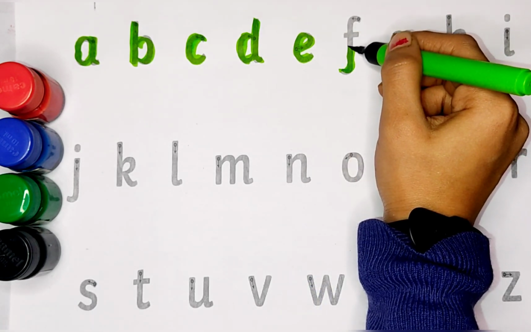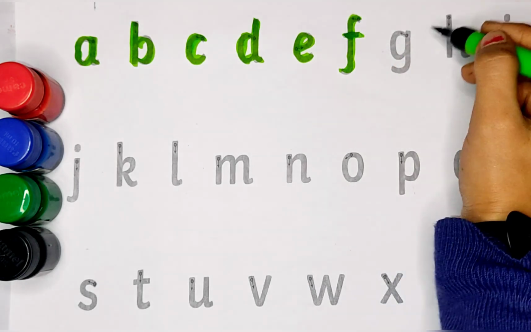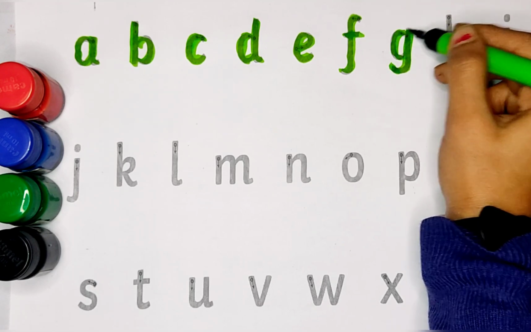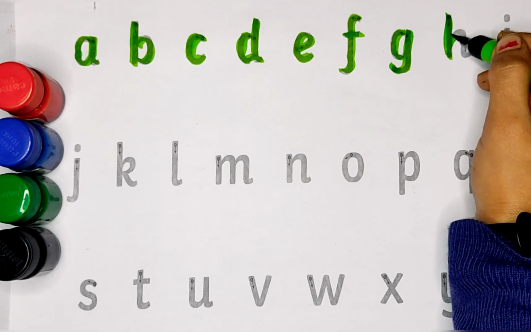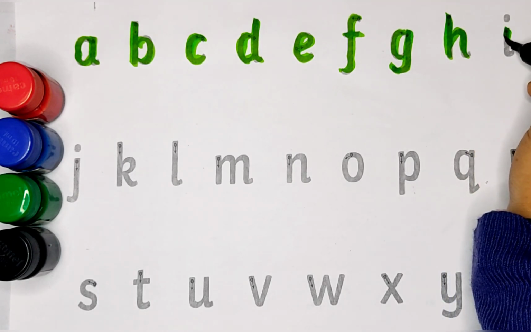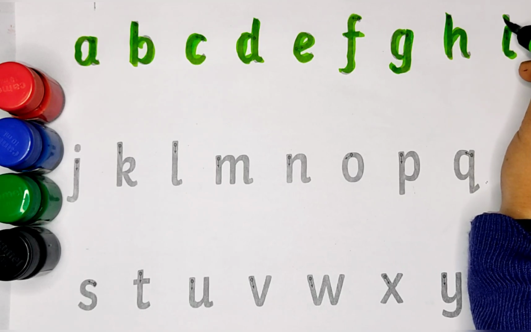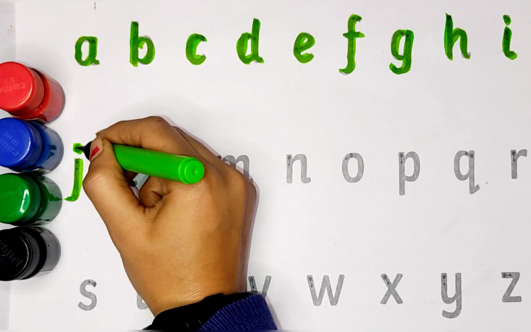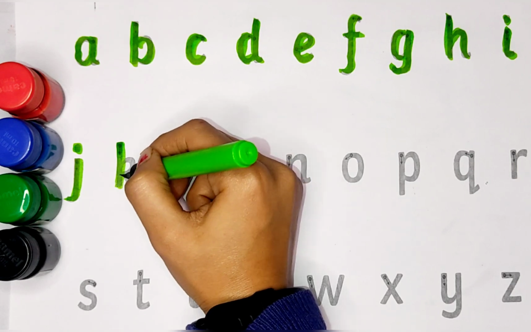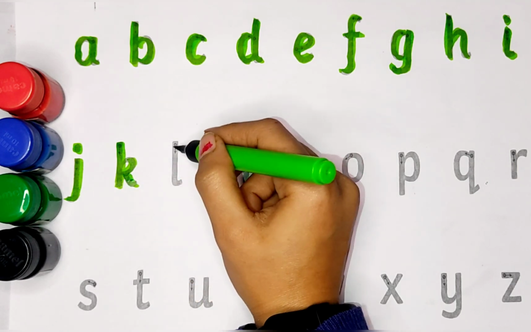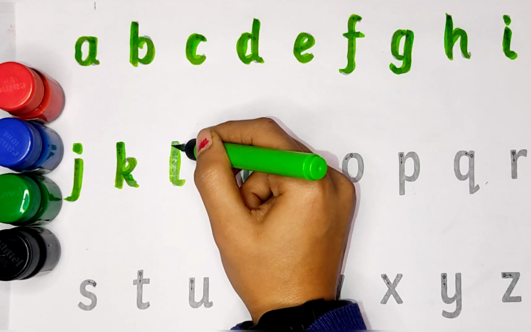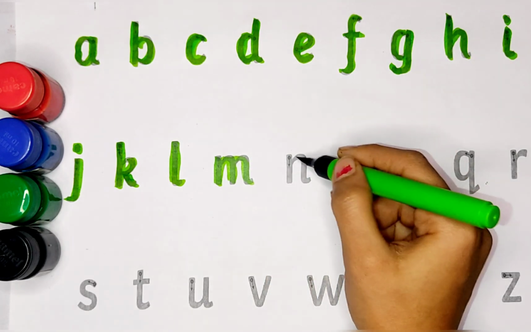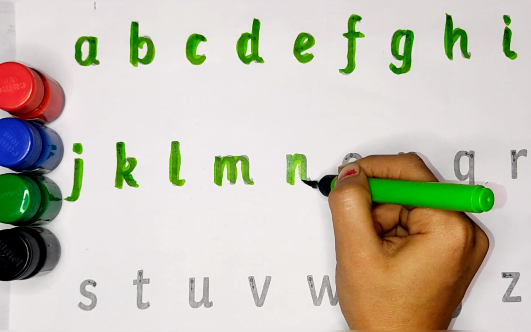F, F for frog. G, G for girl. H, H for horse. I, I for ice cream. J, J for jug. K, K for king. L, L for lotus. M, M for mango. N, N for nose.